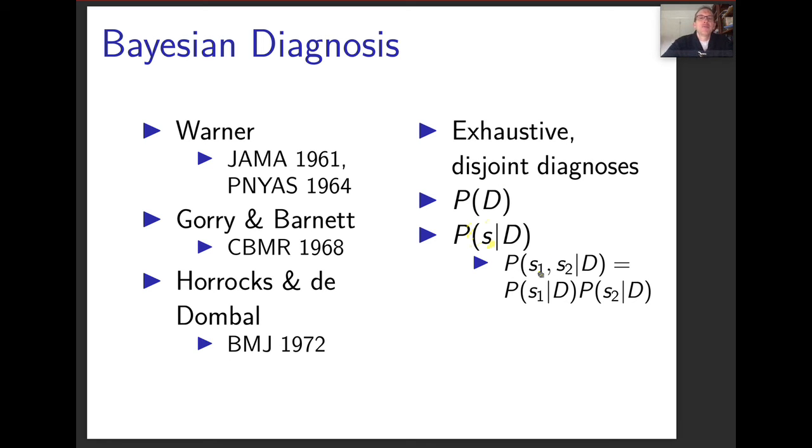This conditional probability independence is something that's going to come up over and over again in Bayesian diagnosis and different methods people have proposed to try to deal with that.